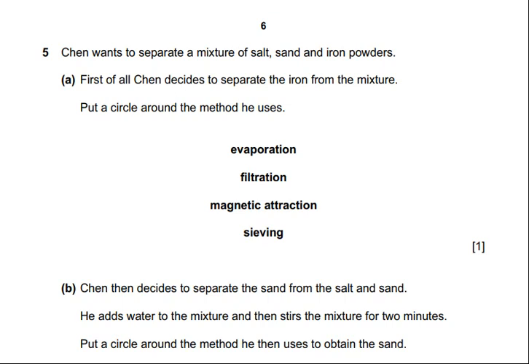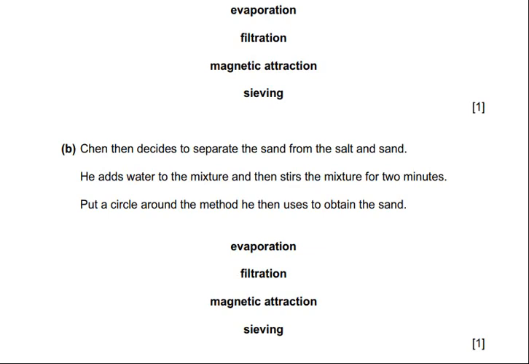To separate iron from the mixture, of course, iron is attracted to a magnet. So we need to use what? We need to use magnetic attraction. So we can use magnetic attraction. B. Chen then decides to separate the sand from the salt and sand. So here we have another part of the investigation. We need to separate the sand from the salt and the sand.